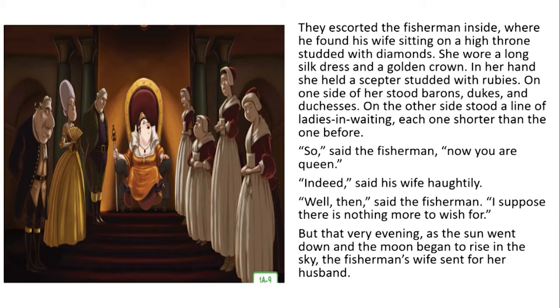They escorted the fisherman inside, where he found his wife sitting on a high throne studded with diamonds. She wore a long silk dress and a golden crown. In her hand, she held a scepter studded with rubies, and on one side of her stood barons, dukes, and duchesses. On the other side stood a line of ladies in waiting, each one shorter than the one before.